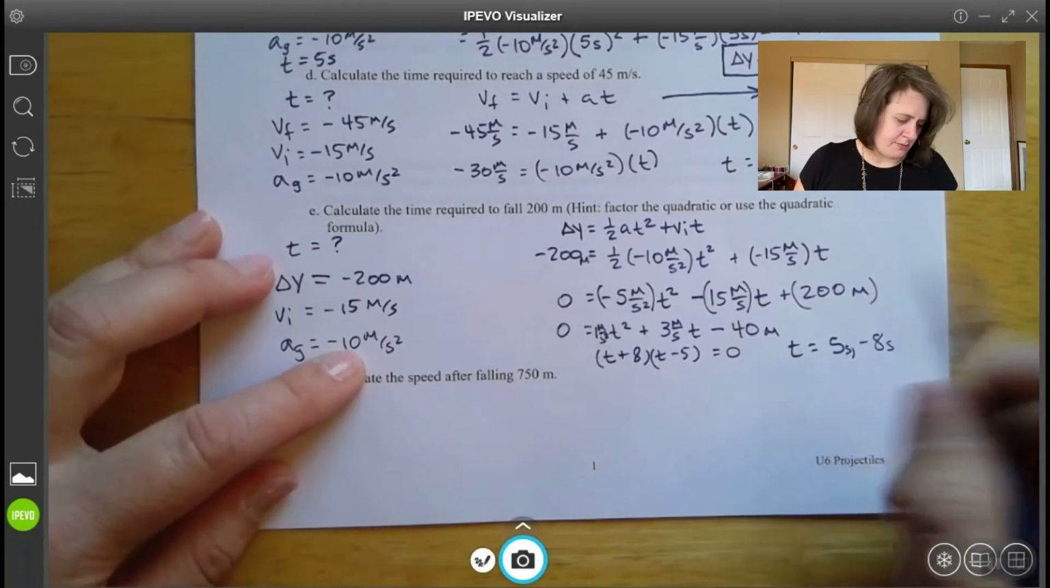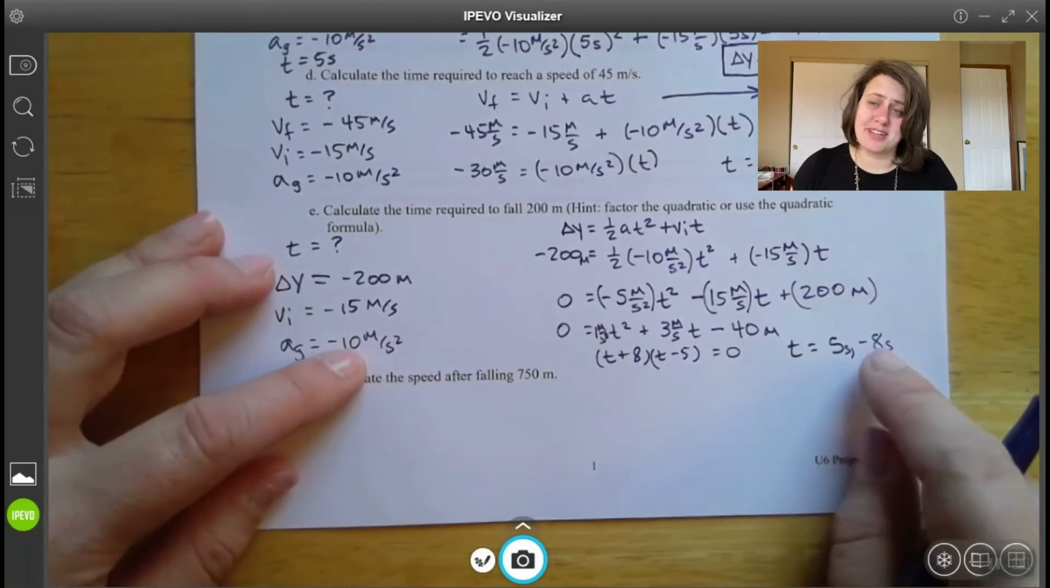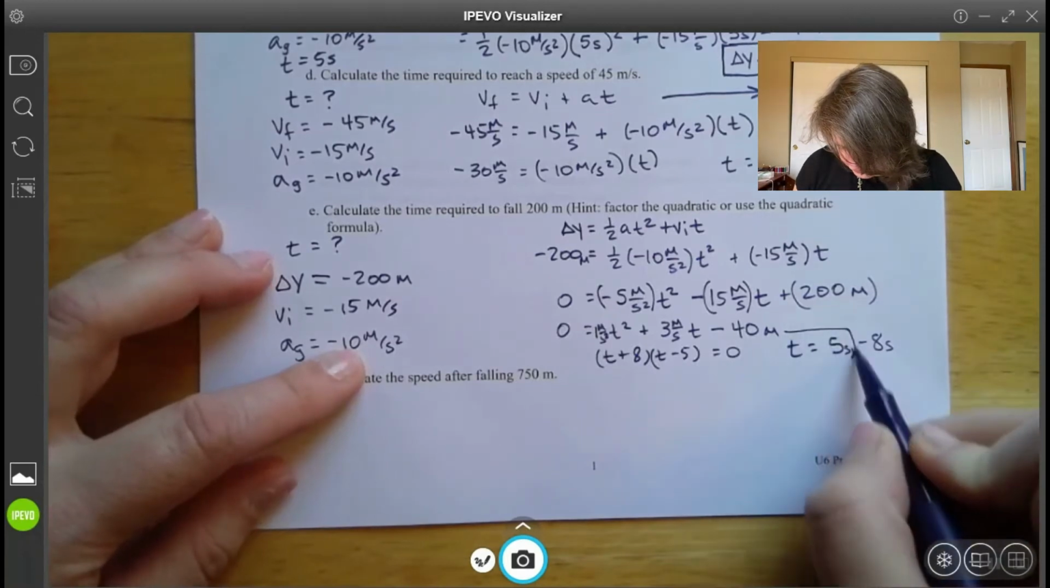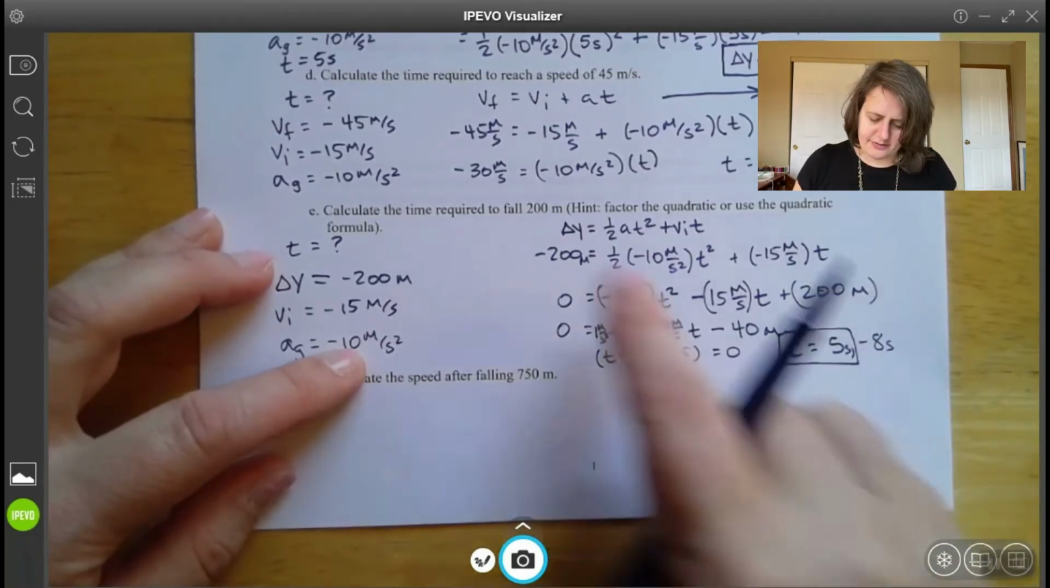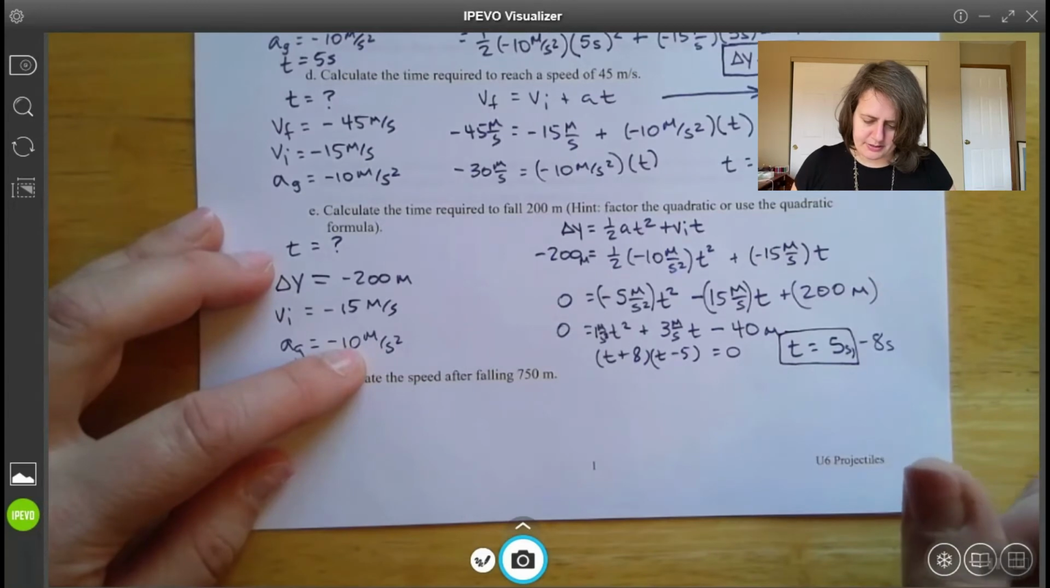So which one are you going to pick? Time doesn't go backwards, guys. Pick the positive one. So it's going to take 5 seconds to go 200 meters.